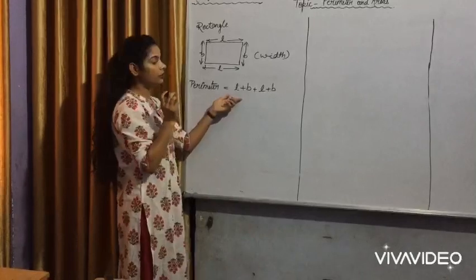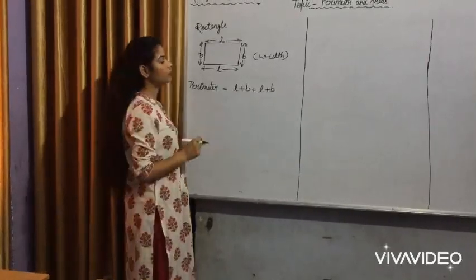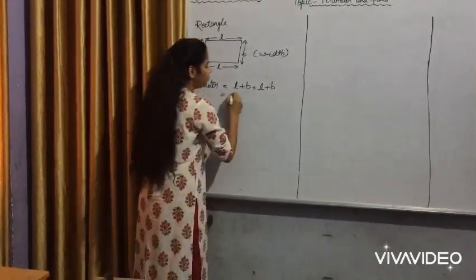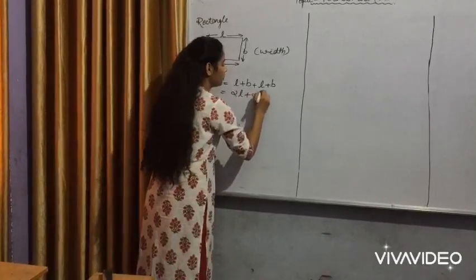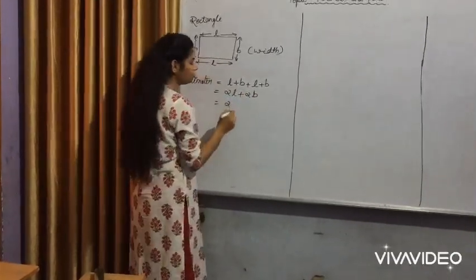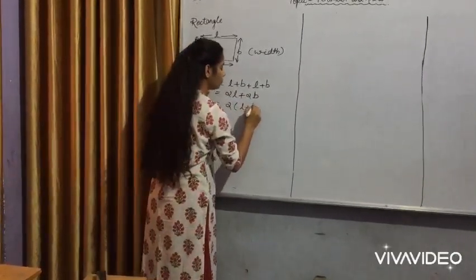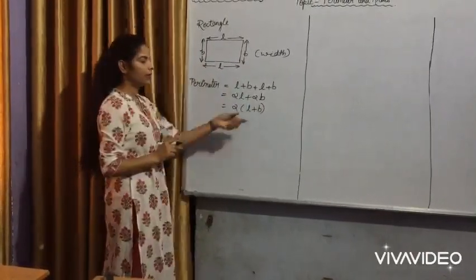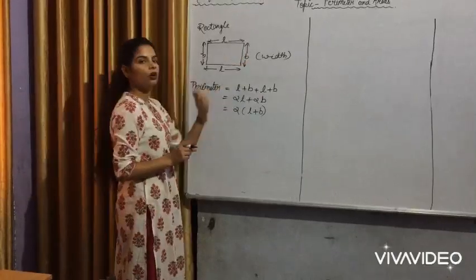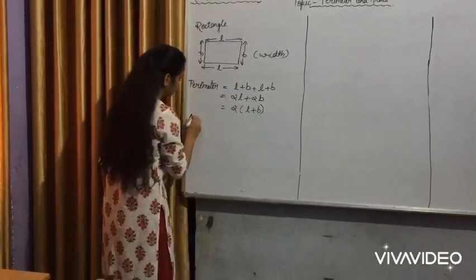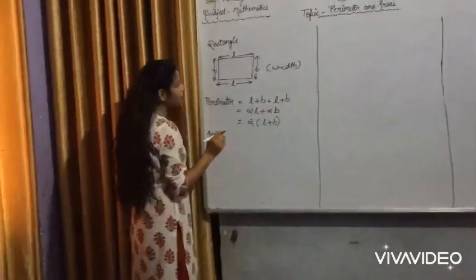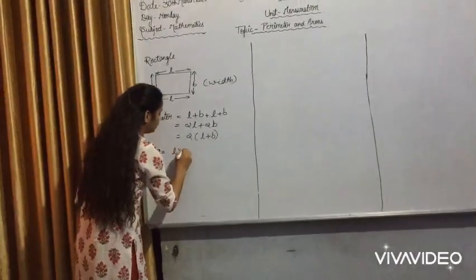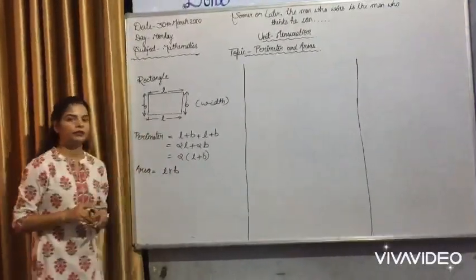Perimeter of rectangle is equal to the sum of the lengths of all the sides, like we had also discussed when we were discussing square. So two lengths are here and two breadths are here. Taking out two common, perimeter is equal to 2(L plus B), where L denotes the length and B denotes the width or breadth. Area of rectangle is given by length multiplied by breadth.